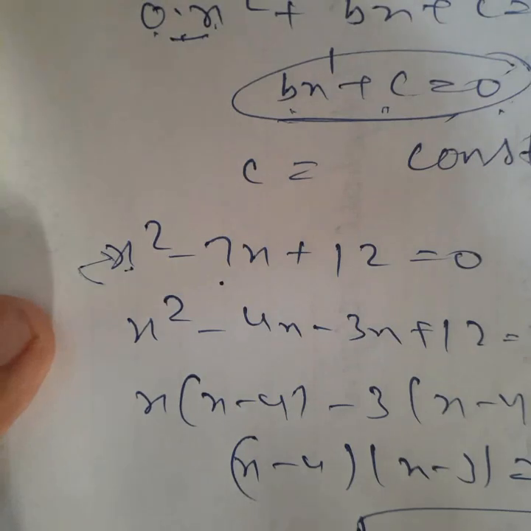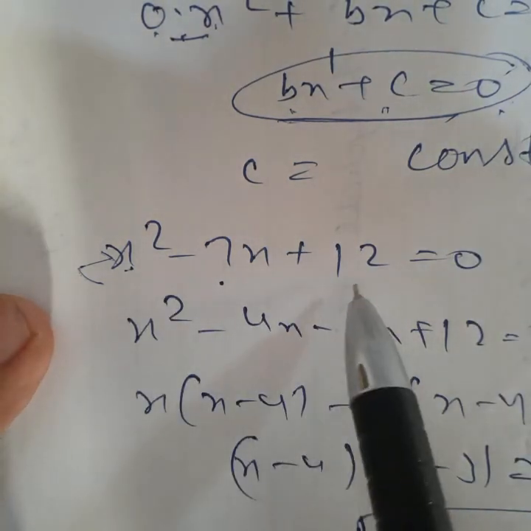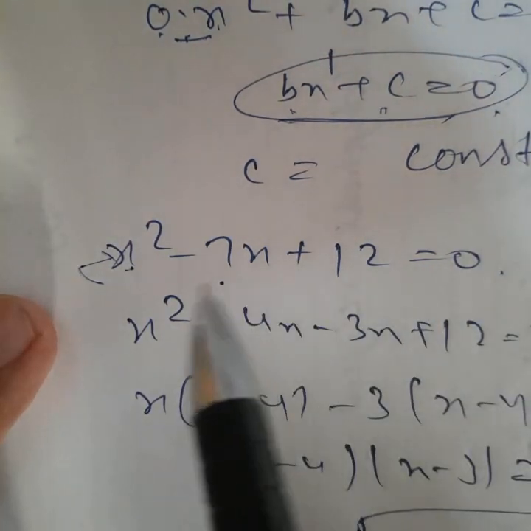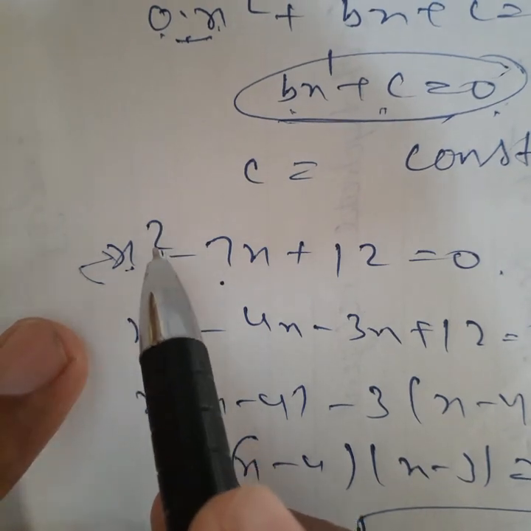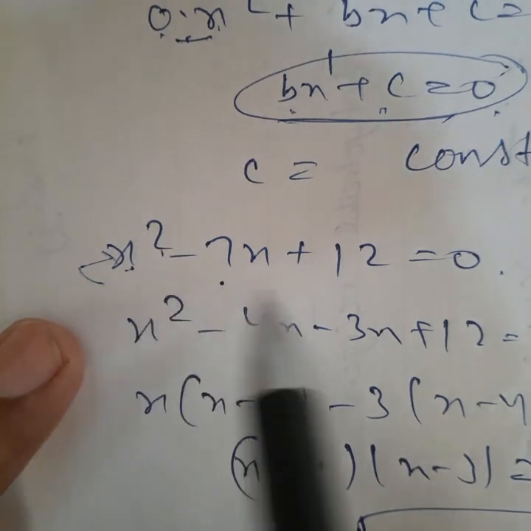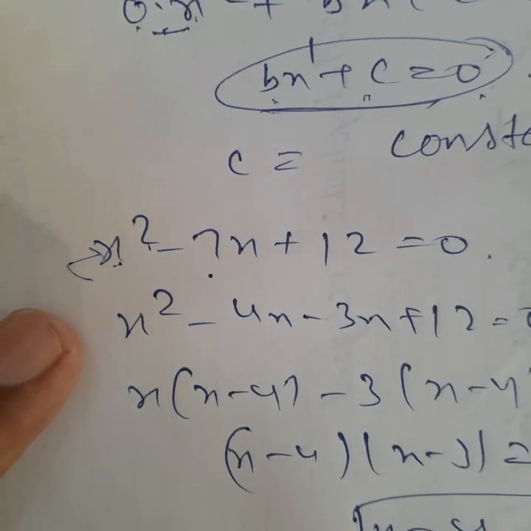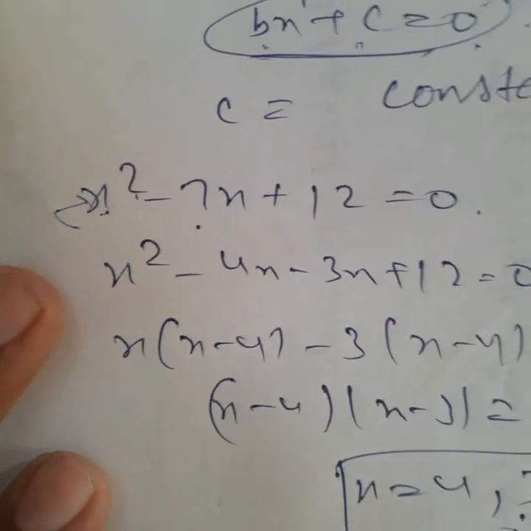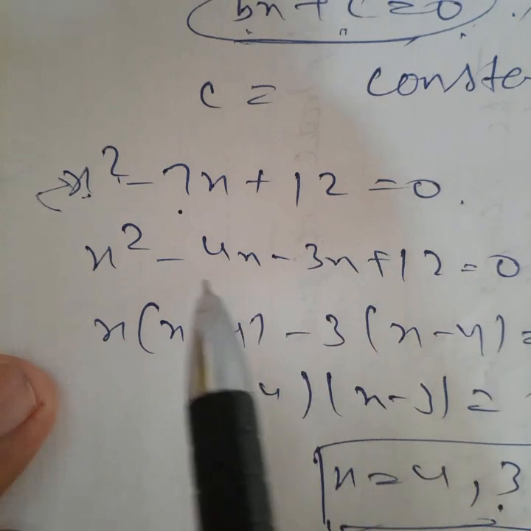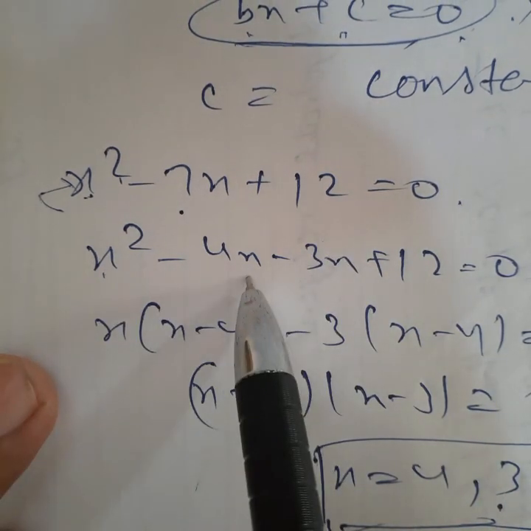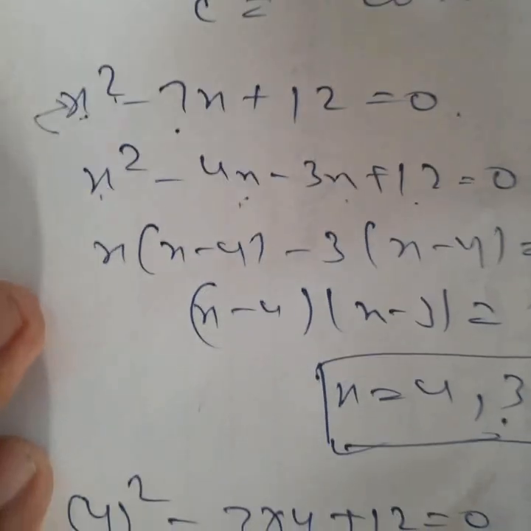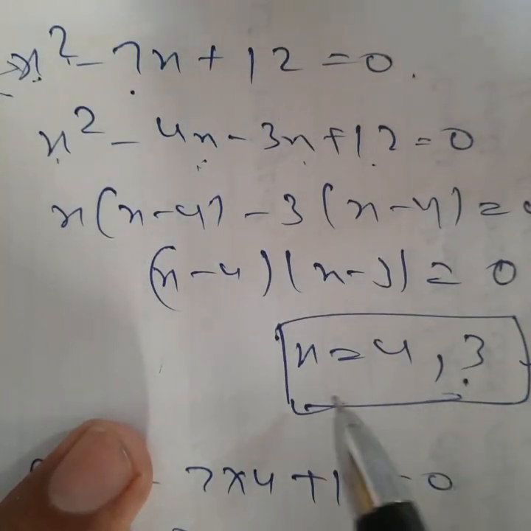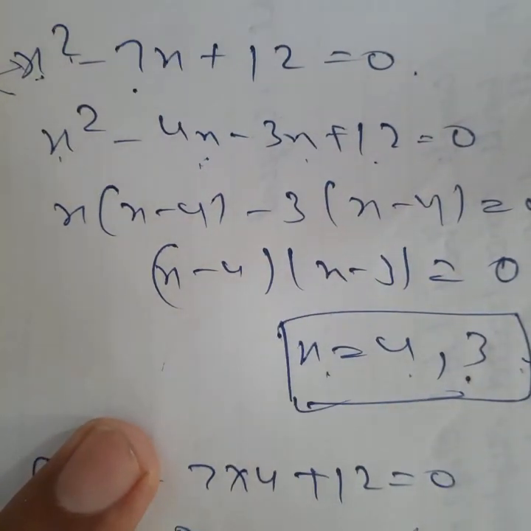Now look at another equation, which is x square minus 7x plus 12 is equal to 0. Look at the power of x. The maximum power of x is 2. So this equation can also be regarded as a quadratic equation. Now on solving, we will get x square minus 4x minus 3x plus 12 is equal to 0, and finally x is equal to 4 and x is equal to 3.